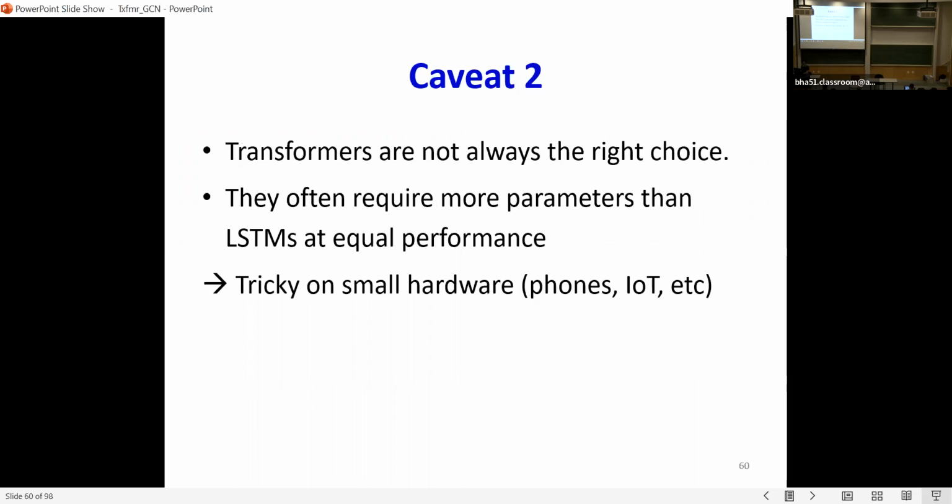Second, it's not always the transformer that's the best suited architecture for your problem, contrary to popular belief. One of their limits is that at equal performance, you're going to tend to need more parameters in a transformer than in some other architectures. And that means that for everything that's Internet of Things related, applications that run on your phone or on your Alexa device at home, transformers are still lagging behind, and you still see a lot of LSTMs and even things that are older than that.